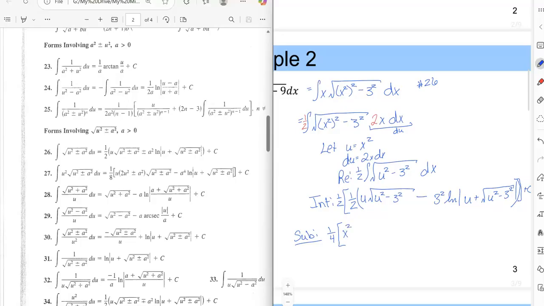So this is going to be u, which is x squared, square root of x squared squared, which is x to the 4th minus 9. Minus 9 ln absolute value of x squared plus square root, and this is going to be an x to the 4th minus 9 also. And then we're going to have a plus c. So there's my antiderivative for that one.